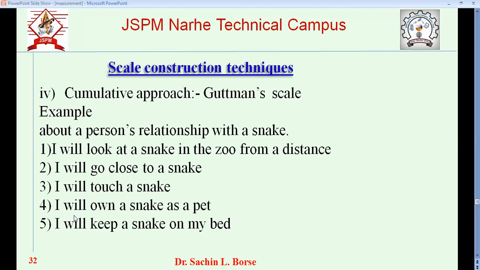That is called the Guttman scale. I will say it is very difficult to create a Guttman scale, because we have to arrange the statements in such a way that the highest statement, if it is selected, should indicate that all the previous statements are correct. So this is a very good example of a Guttman scale.